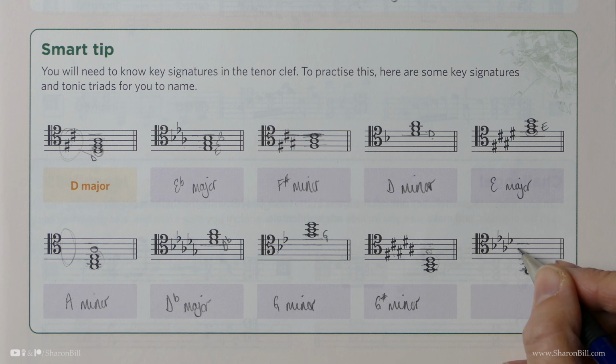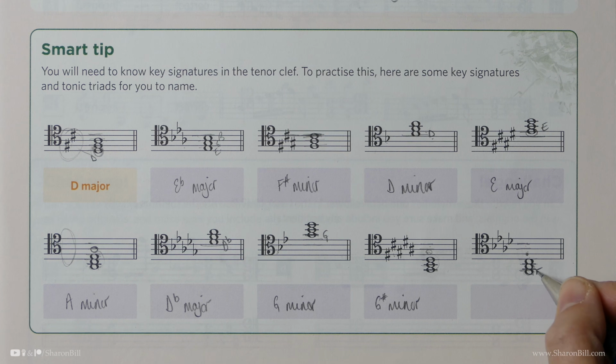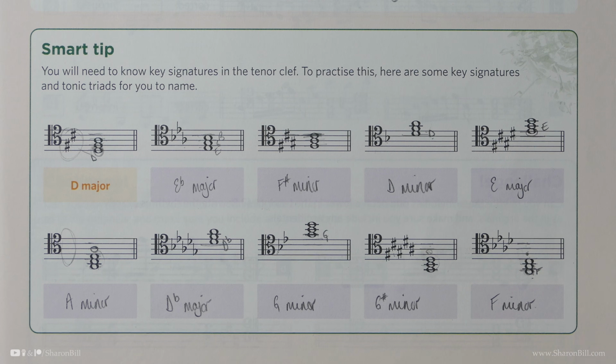C, B, A, G, F. And so that's an F. We're not in the major, we're in the related minor key of F minor. And that's the end of that exercise.